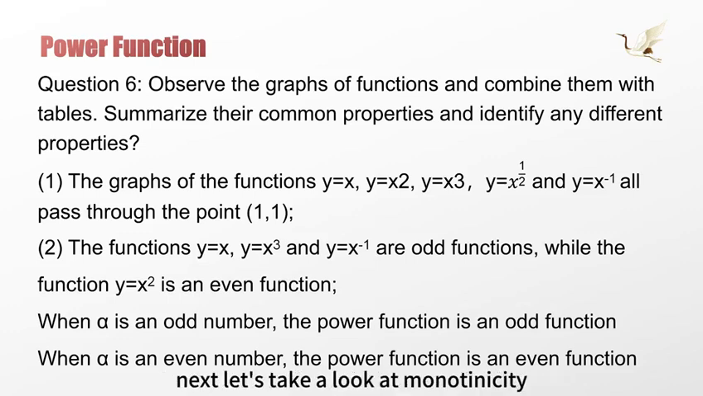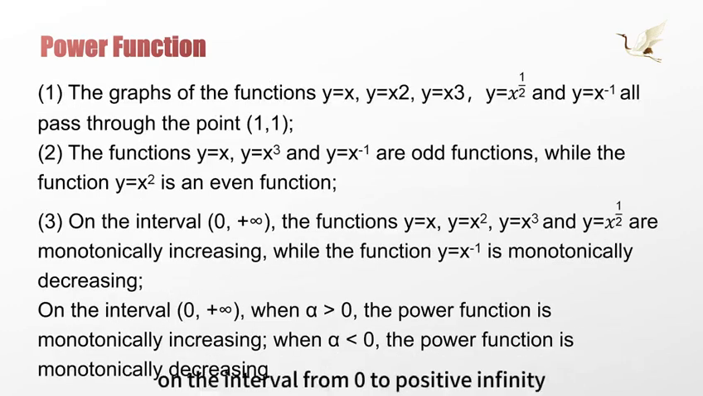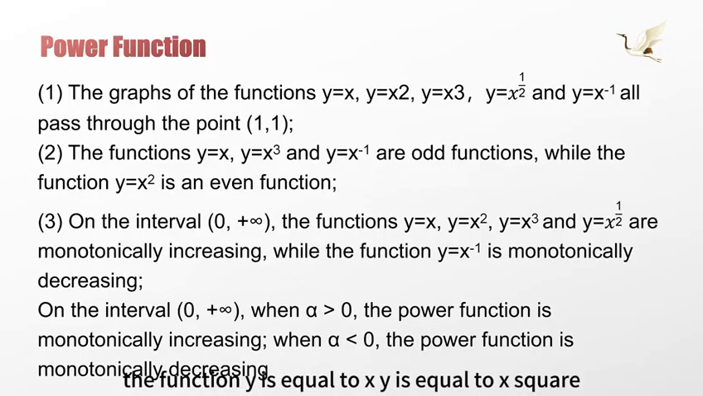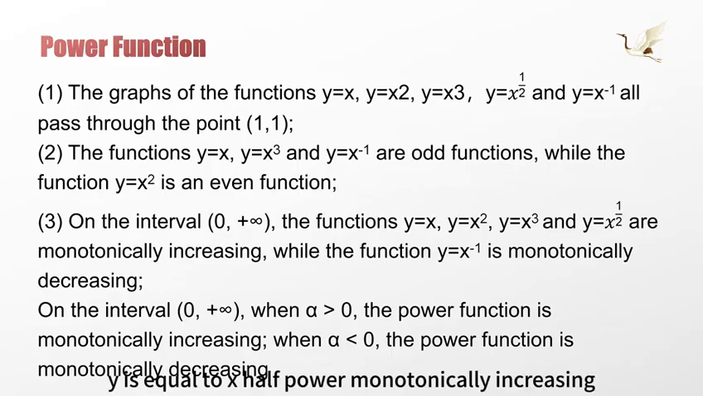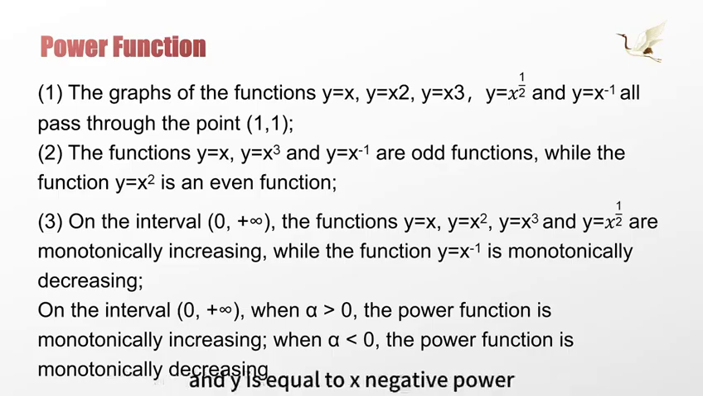Next, let's look at monotonicity. On the interval from 0 to positive infinity, the functions y equals x, y equals x squared, y equals x cubed, and y equals x to the half power are monotonically increasing, and y equals x to the negative first power is monotonically decreasing.